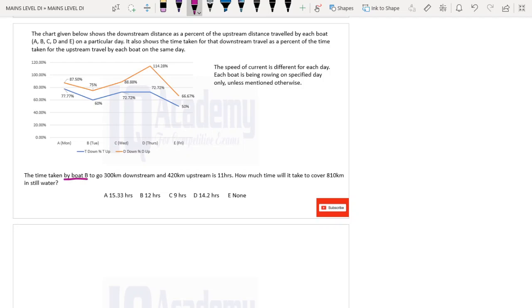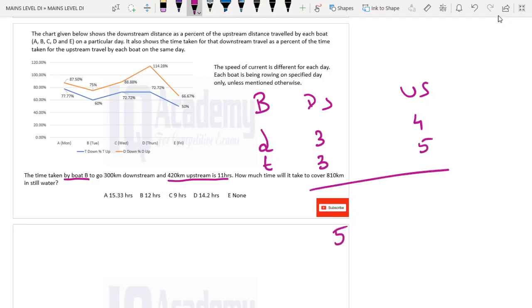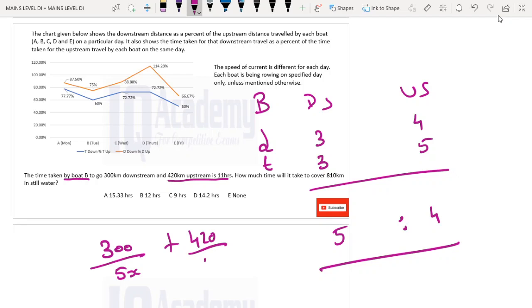The time taken by boat B to go 300 km downstream and 420 km upstream is 11 hours. So we should write the data for B. B is downstream, upstream, the distance ratio is 3:4. The time ratio is 3:5. So the speed ratio will be 5:4. So time taken by boat B to cover 300 km downstream: 300 by 5x plus 420 by 4x is equal to 11.